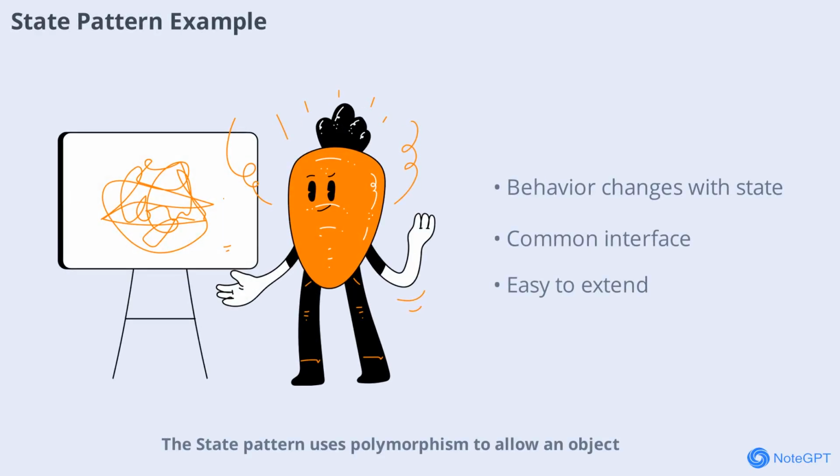State pattern uses polymorphism to allow an object to change its behavior when its internal state changes. Each state is represented by a class that implements a common interface. The context object delegates behavior to the current state, making it easy to add new states or modify existing ones without changing the context code.